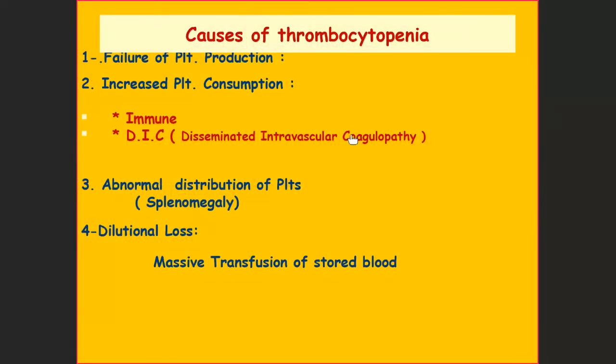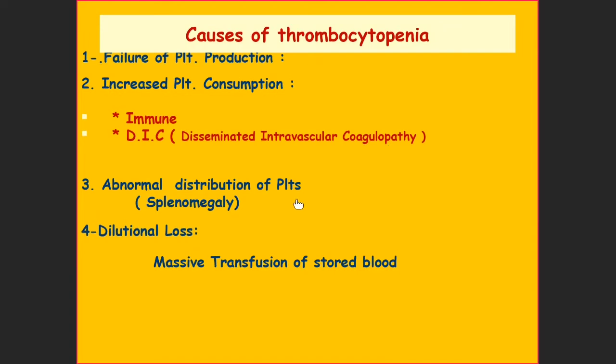Causes of thrombocytopenia. Thrombocytopenia can be due to failure of production. This is marrow failure, or it can be due to increased platelet consumption. Platelets are produced normally from the bone marrow, but they are consumed peripherally. Increased platelet consumption can be immune, or it can be in DIC, disseminated intravascular coagulopathy or coagulation.